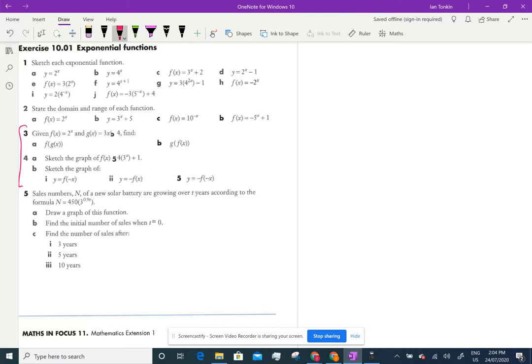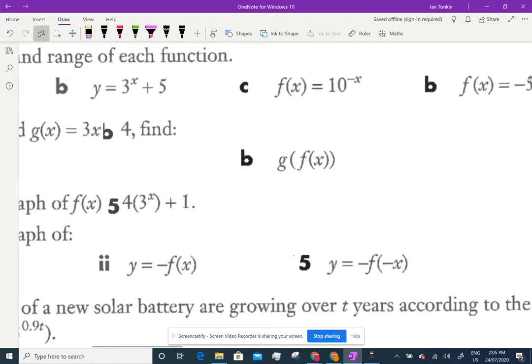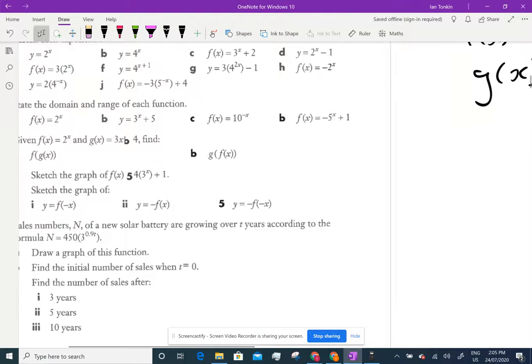and I want to find these equations. So question 3, f of x equals 2 to the x, and g of x equals 3x plus 4. I hope that's what it is. I've sort of got a glitch there, but I'm pretty sure that's what it is.